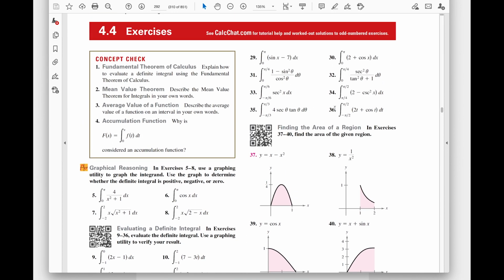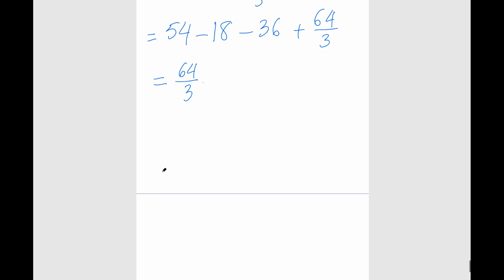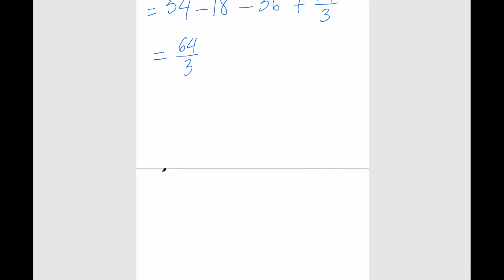Let's do one that has to do with trig functions. How about 32? So we're going to integrate the function secant squared theta divided by tangent squared theta plus 1. And the integration is going to occur between 0 and pi over 4. Okay. So 32.